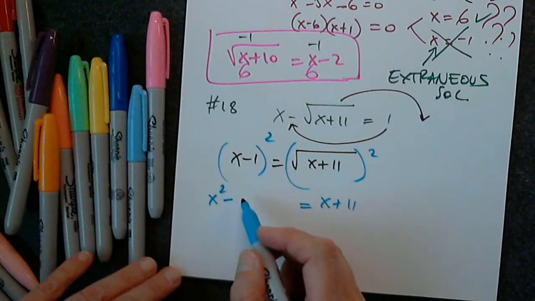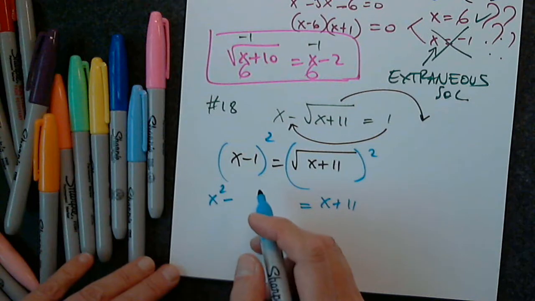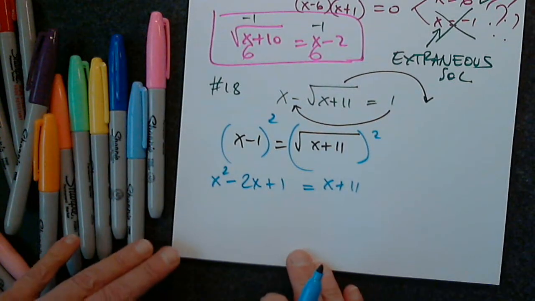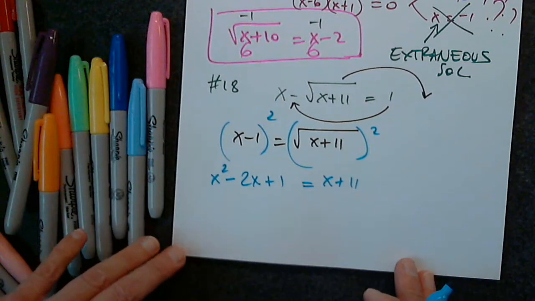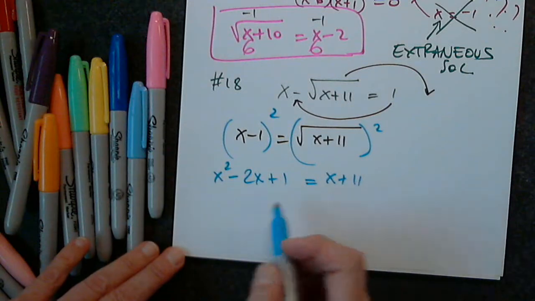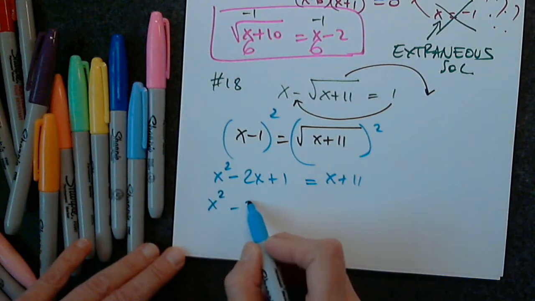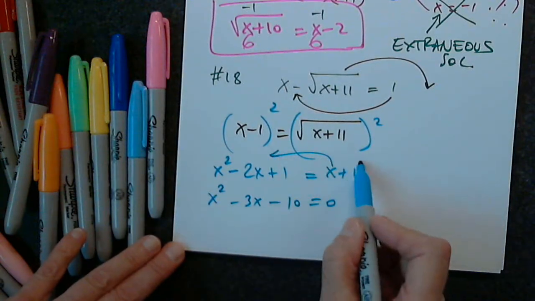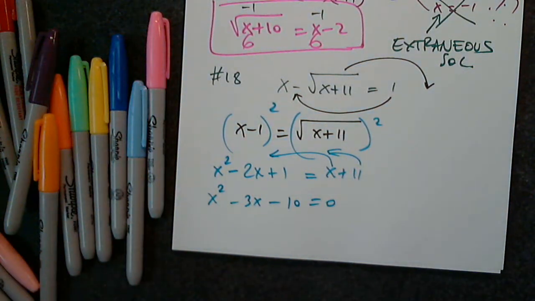The formula is the first term squared minus 2 times the first times the second plus the second term squared. What type of equation is it? Quadratic. Very good. We move everything to one side. X squared minus 3x minus 10 equals 0. X goes to the other side. 11 goes to the other side.